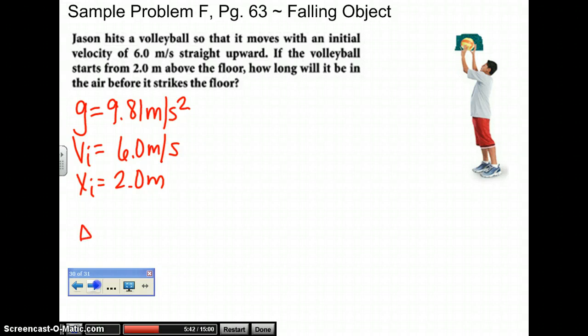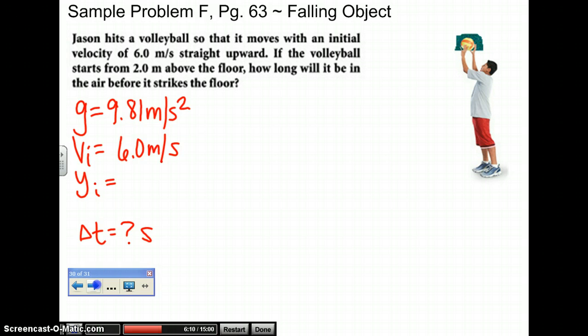I'm going to leave a little bit of a space here because there's something that I'd like to reiterate. Notice how it says x sub i. Well, really, although that is a displacement, we're really looking at y sub i. Why is it y and not x? Check the problem out. It says starts above the floor, so we're talking about the y-axis. So y sub i. So this thing is going 2.0 meters above the floor.